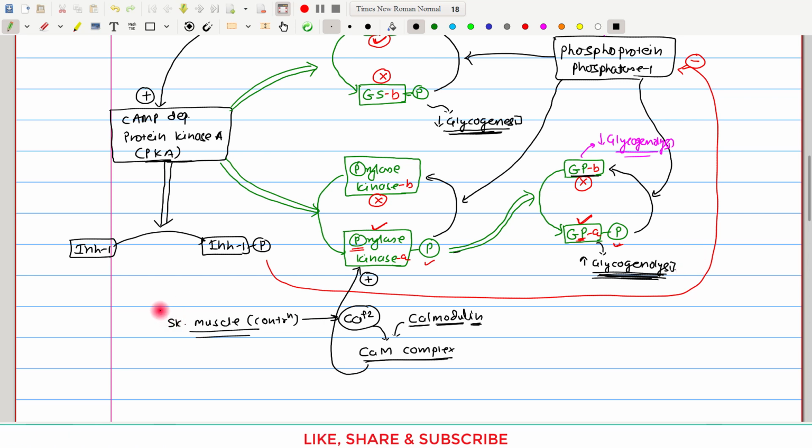So here also you can appreciate the fact that when skeletal muscle undergoes contraction, there is increased glycogenolysis. This will lead to increased glucose 6-phosphate, which will increase glycolysis, and so ATP production will be there, which will be utilized by the skeletal muscle for contraction.